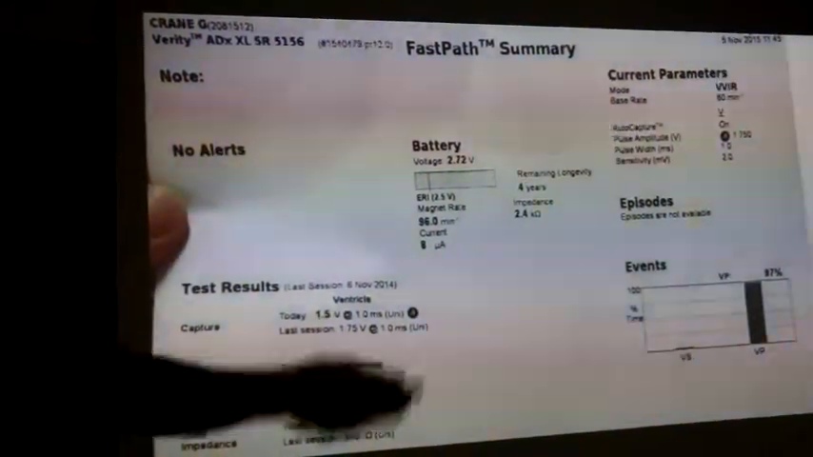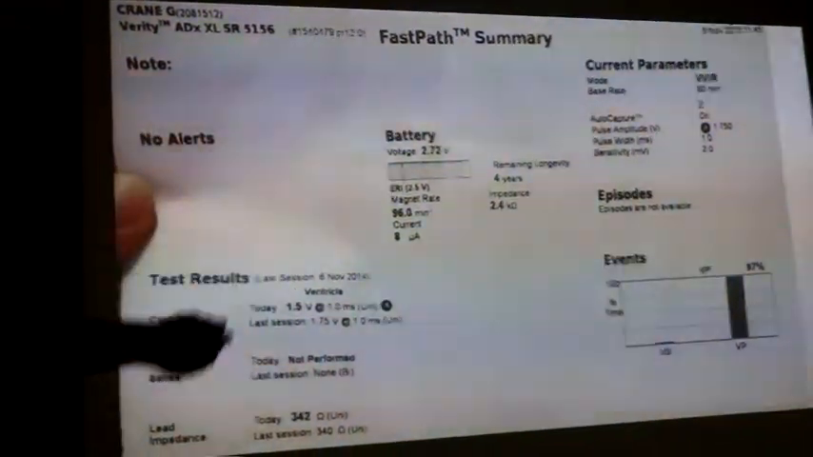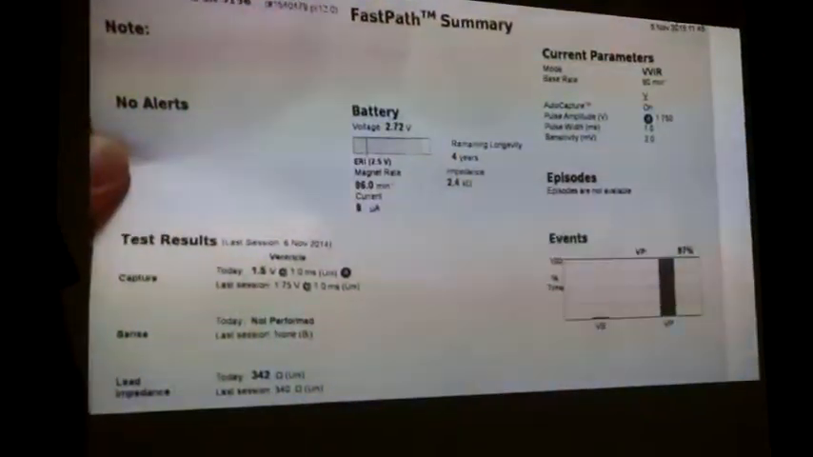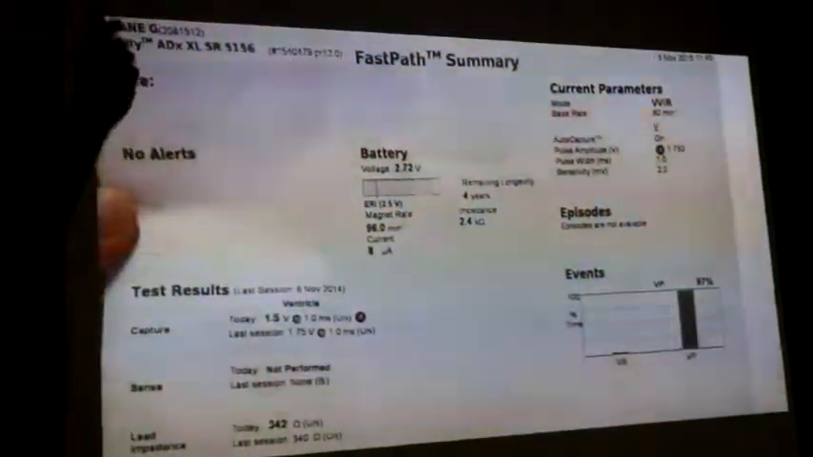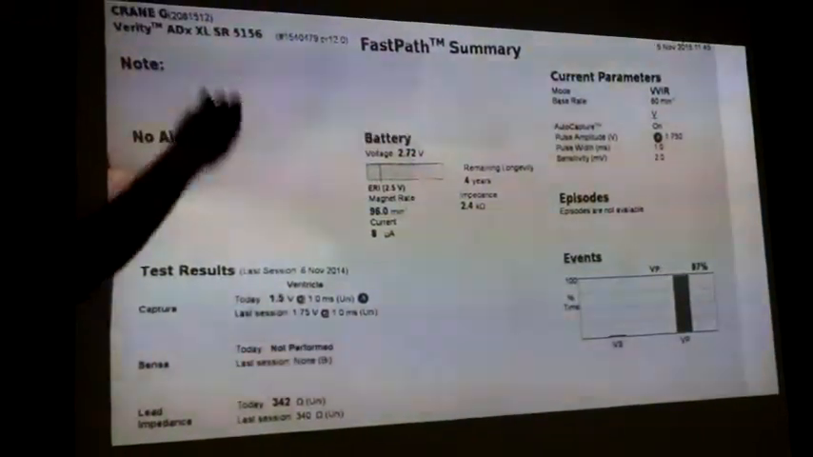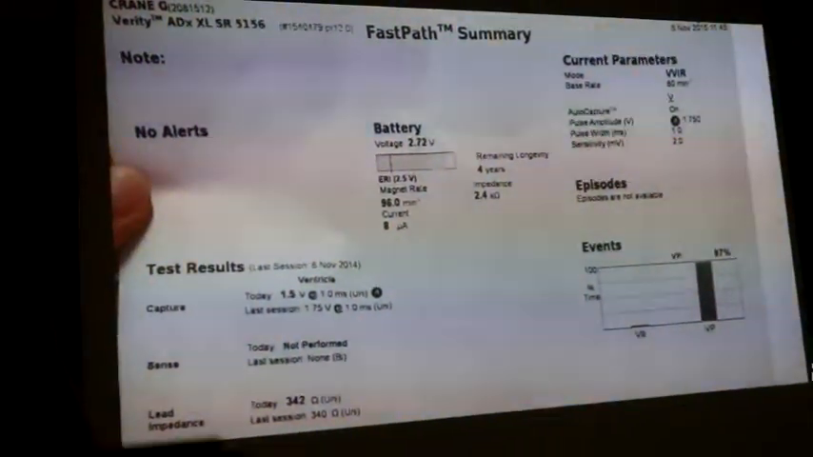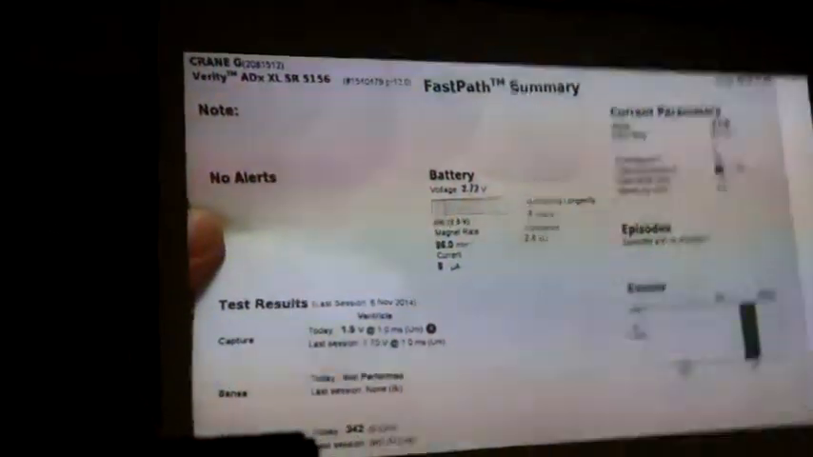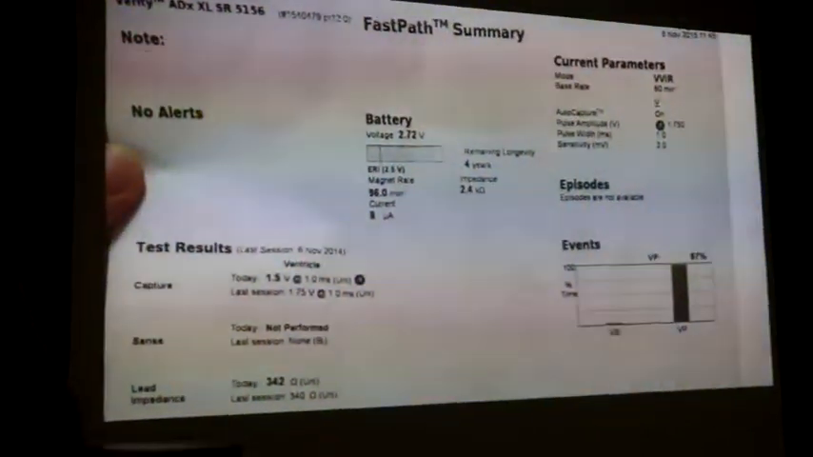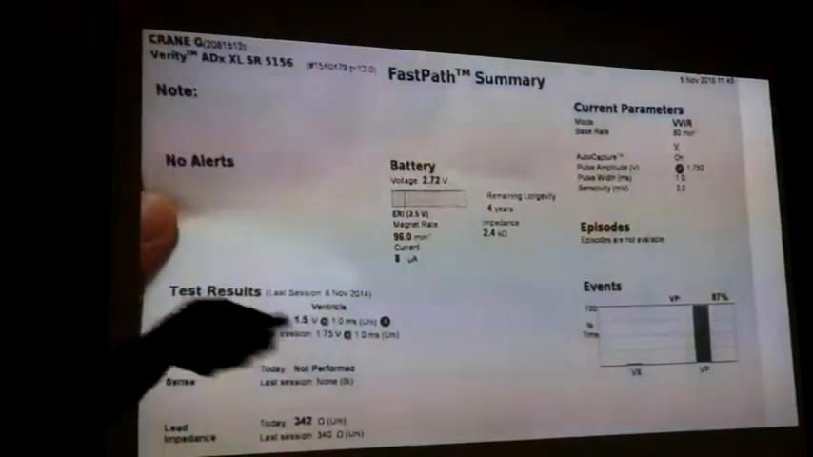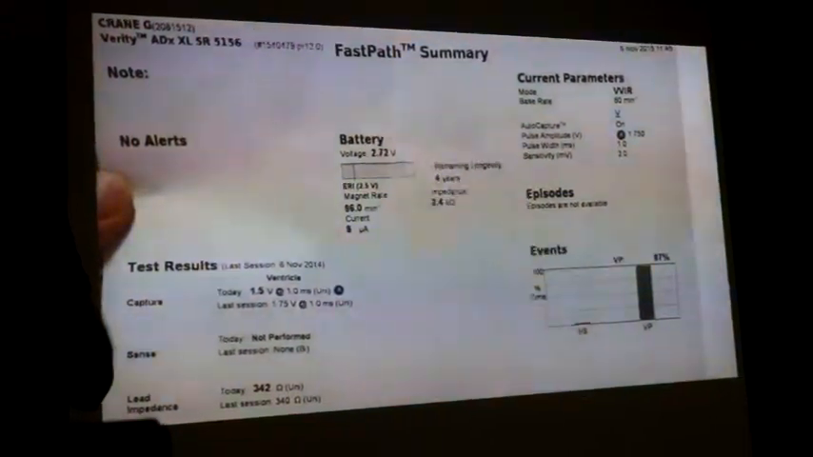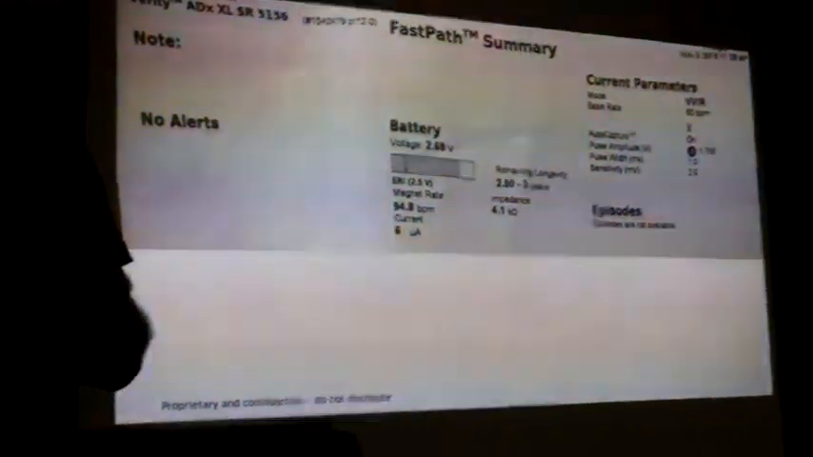Battery voltage is unchanged, no problem. Four years remaining longevity. This pacemaker is going forever, like a nuclear pacemaker, though it's not really. Battery impedance is 2.4 kilo-ohms. When do we want to see this patient? Another year. It's 2015, and we're getting nearer to today.